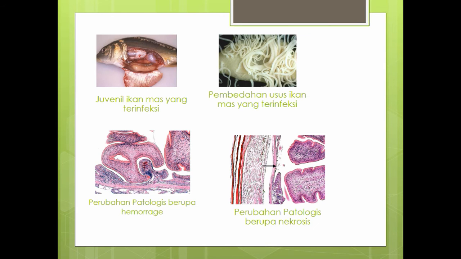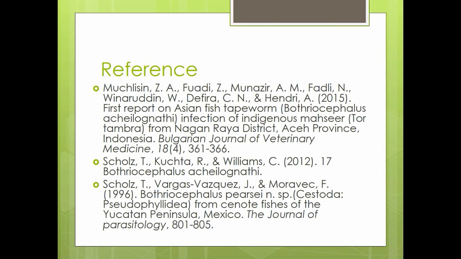And this is a picture of the damage it causes. 1. Juvenile infected carp. 2. Surgical view of the intestine of infected goldfish. 3. Pathological change in the form of hemorrhage. And 4. Pathological change in the form of necrosis. And then this is the reference we use for the parasite Bothriocephalus sp.